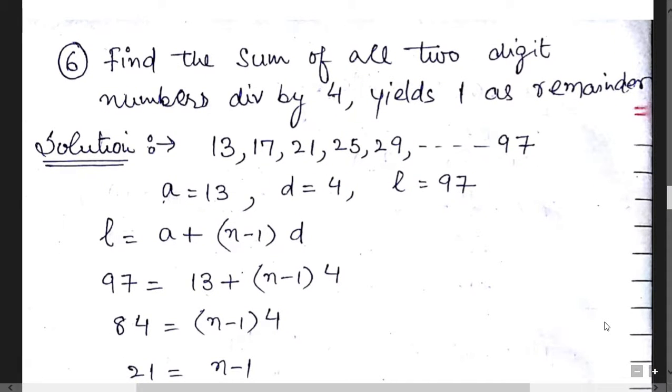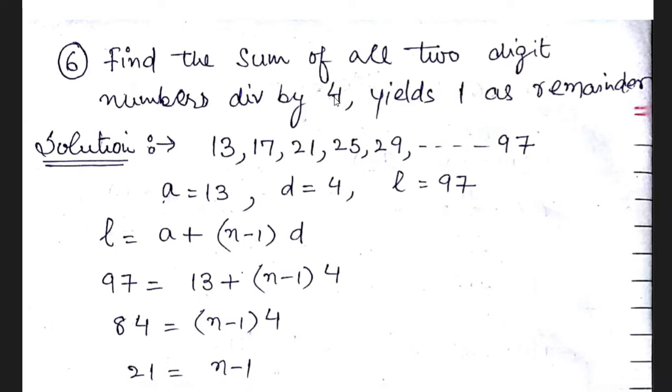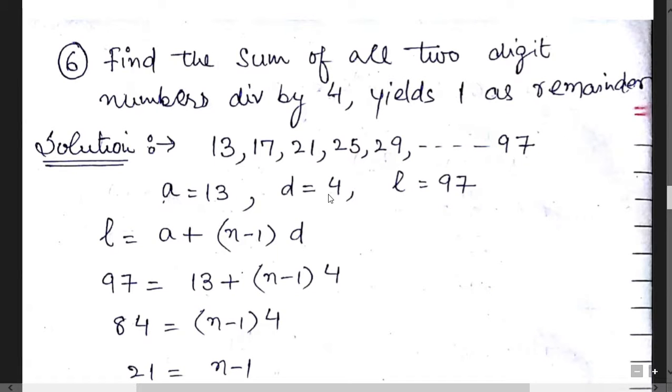Question number 6. Find the sum of all two-digit numbers which when divided by 4 yield 1 as remainder. It means you have to write all the two-digit numbers which when divided by 4 give the remainder 1. The first number is 13. 13 divided by 4 gives the remainder 1. 4 into 3, 12, remainder is 1. 4 into 4, 16, remainder is 1. 4 into 5, 20, remainder is 1. The last number will be 97.